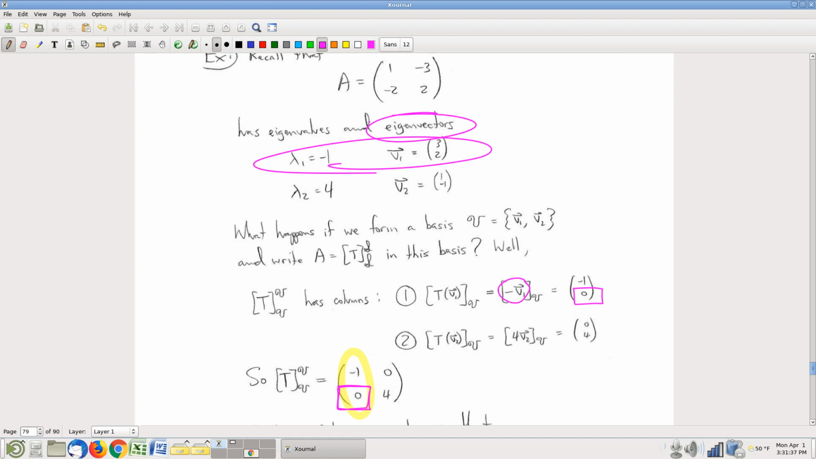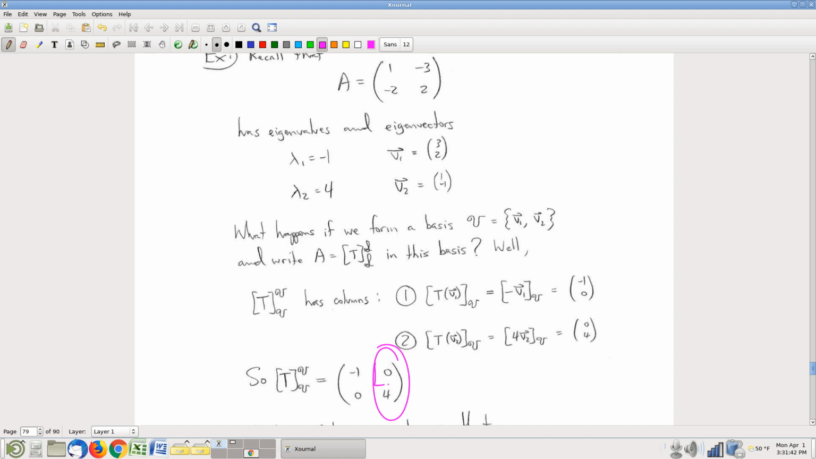Okay. And likewise for the second column, let's trace that one back. Looking at this second column, the fact that I have a 0 there is what, as far as the second column is concerned, makes this diagonal. That 0 tells you how many V1s are in there. So the fact that there are no V1s in T of V2 means that T of V2 is just a multiple of V2, which is the fact that V2 is an eigenvector.